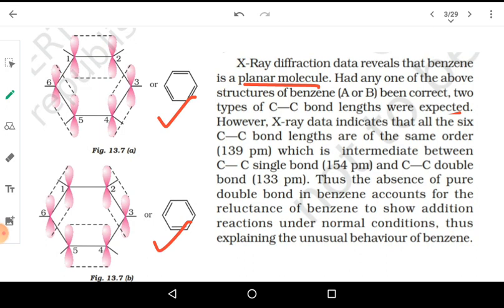But since we do not have a particular structure as the exact structure of benzene, we observe that the carbon-carbon bond length in benzene is intermediate between that expected from the normal carbon single bond and carbon double bond. The carbon single bond in other molecules is 154 picometer and the carbon-carbon double bond is 133 picometer. But the carbon-carbon bond length in benzene is intermediate between these two, that is 139 picometer. This is the most important conclusion we can draw from the Kekulé structures.